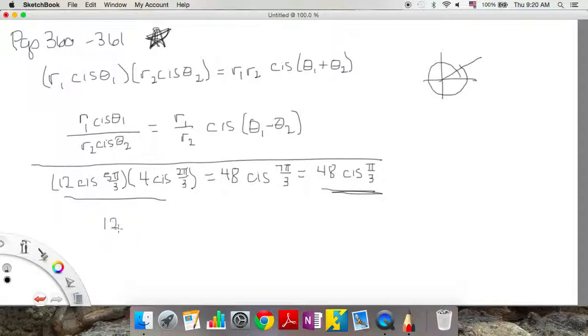Now if we want to divide them, we divide our r's. 12 divided by 4 is 3. And then we subtract our theta. So we have 5 pi over 3 minus 2 pi over 3, which is just 3 pi over 3, which is just pi. So when you divide these two, this is what we get.